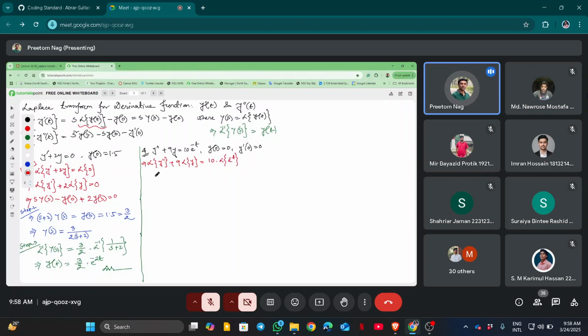Laplace transformation for y double prime plus this, I can write it down. Laplace transformation of y double prime, according to the formula, is s squared Y(s) minus s y(0) minus y prime(0), plus 9 times the Laplace transformation of y, which is written as Y(s). Now the Laplace transformation of 10 e to the minus t is 10 by s plus 1.